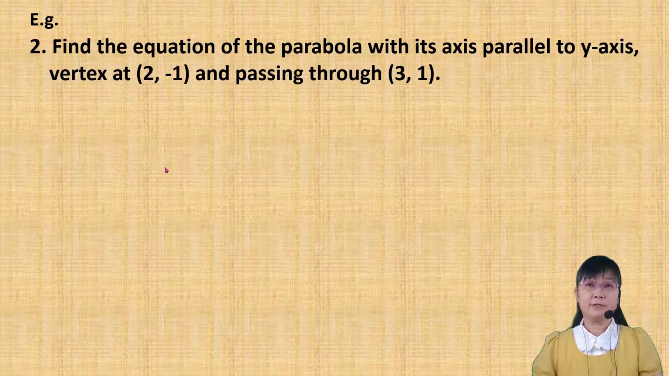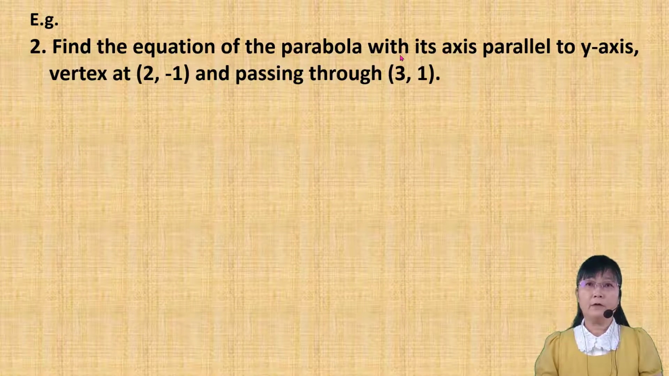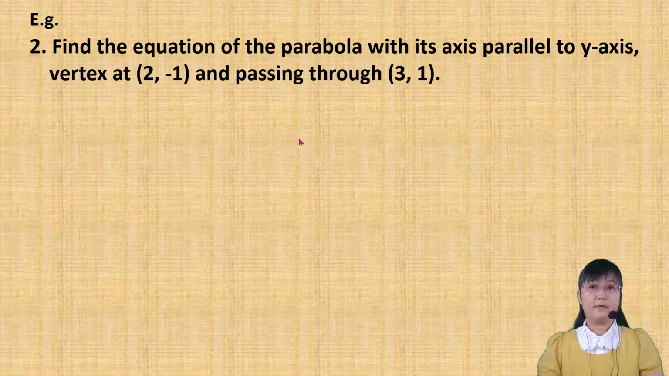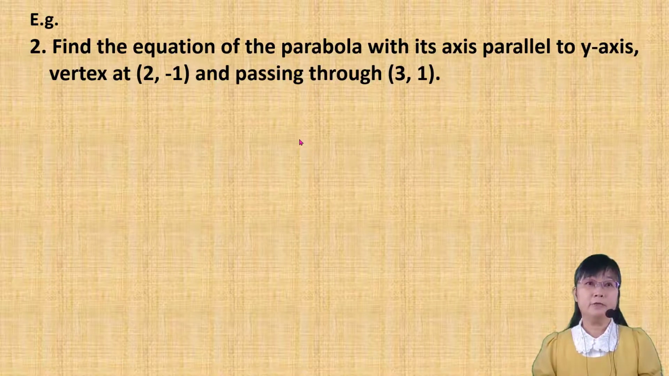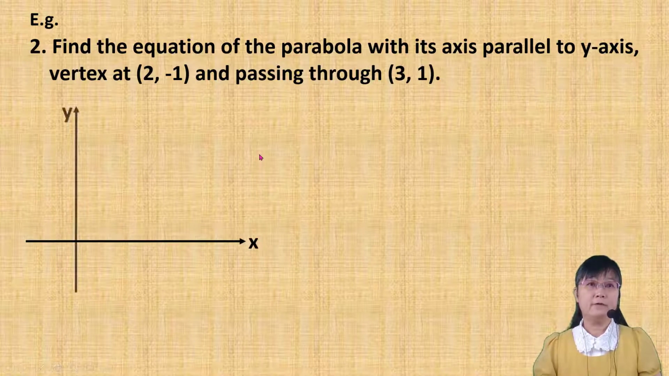Now we proceed to the second example. Find the equation of the parabola with its axis parallel to the y-axis, and the vertex is at the point (2, -1) and passes through the point (3, 1). So first thing I'm going to do is I try to sketch the graph based on the information given.